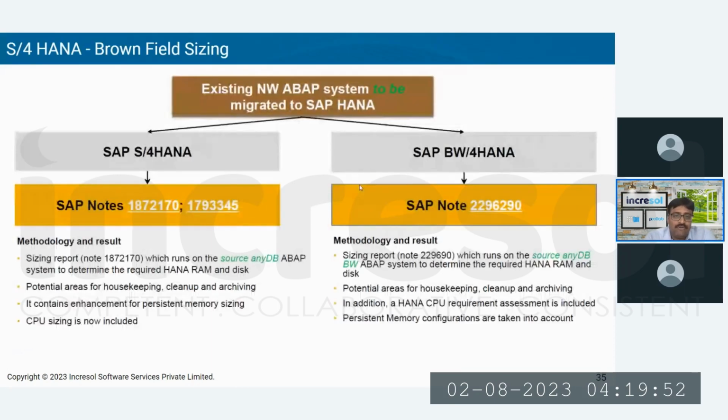Same way in the brownfield, as I said, there are some SAP notes available. These notes explain how you can implement that sizing program in your existing ECC system or in your existing S/4HANA system. In both cases it's possible. So in case of upgrade-wise sizing requirements, or system conversion from ECC to S/4HANA sizing requirements, they can be assessed from these programs.